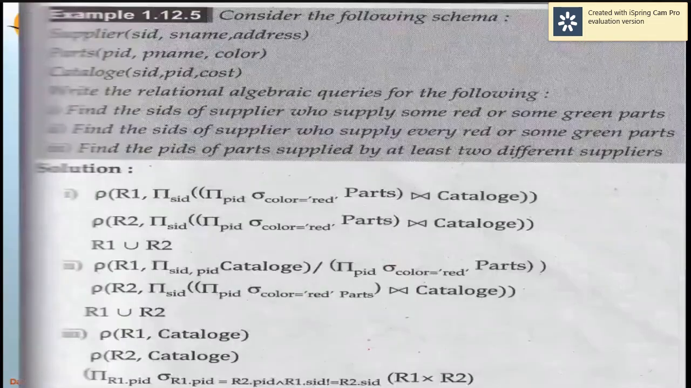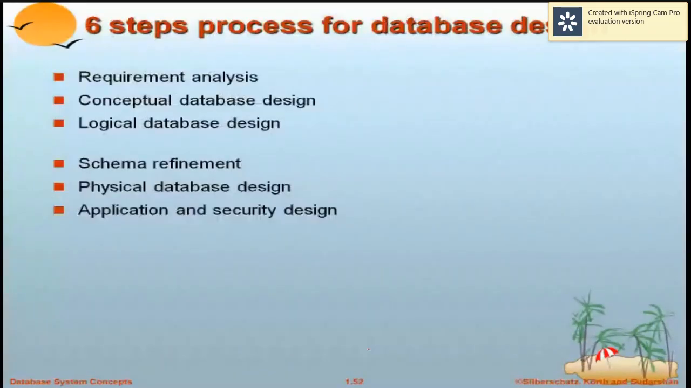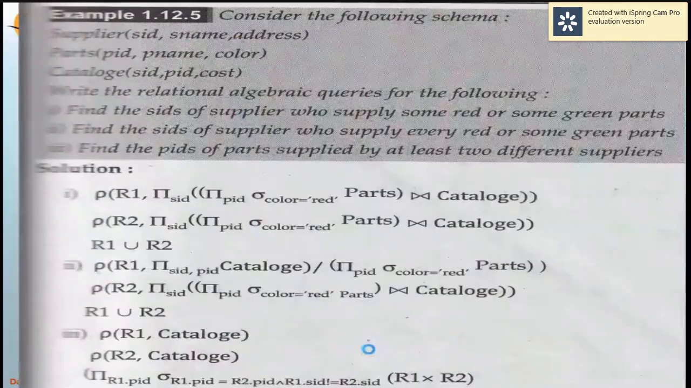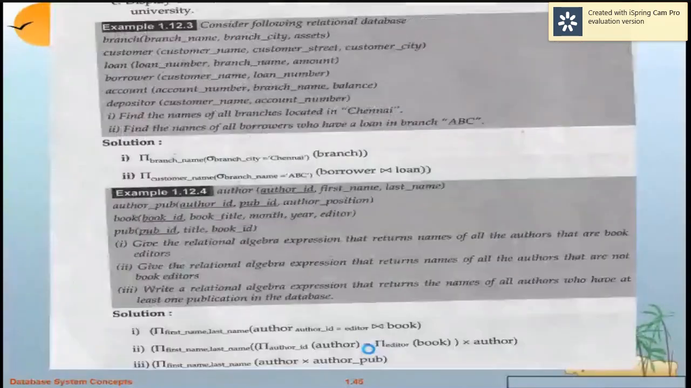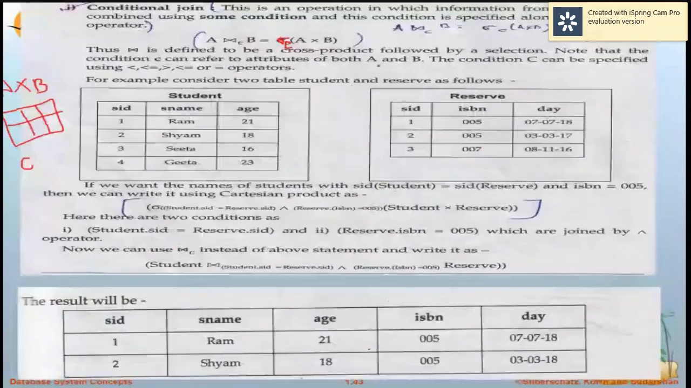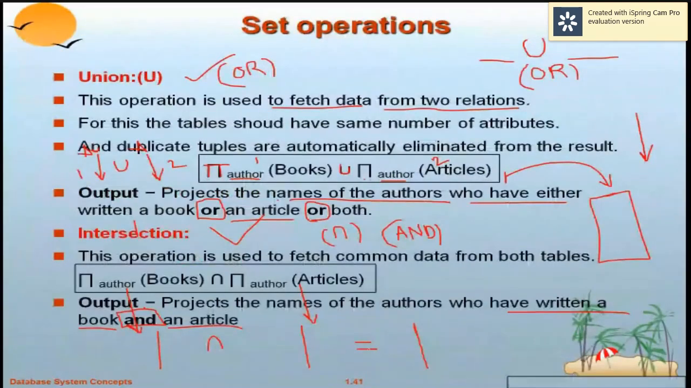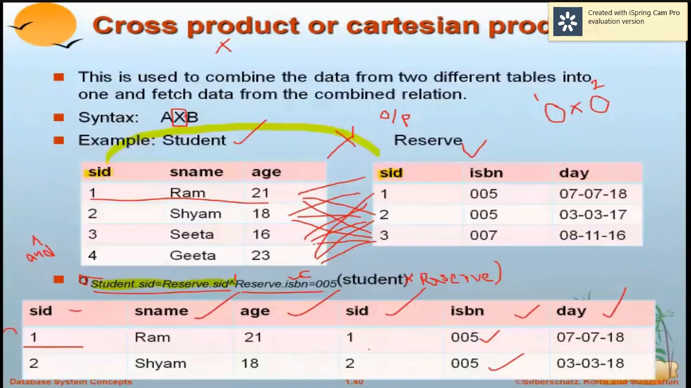That's all for today's session. We have looked into the concept of keys, what are the elements of a database, relational database, set operators like union, intersection, along with examples. I think the concepts are pretty clear in today's session, and thank you.